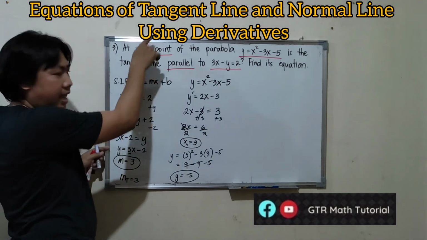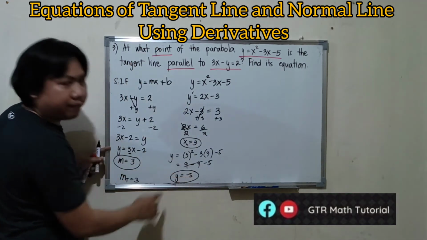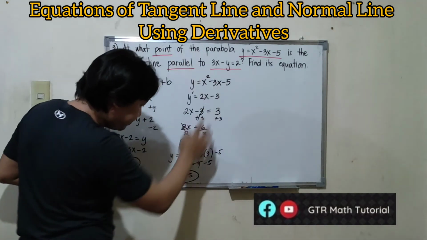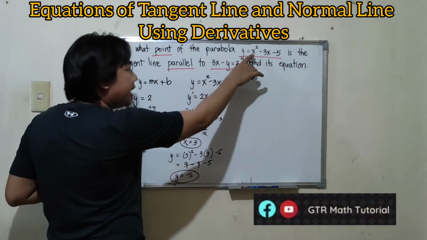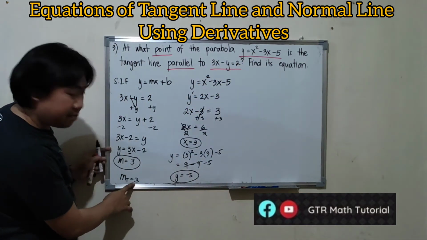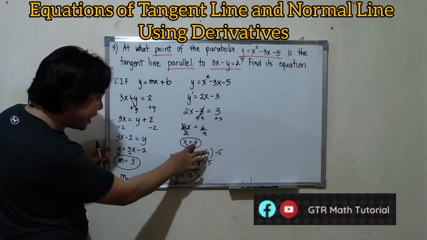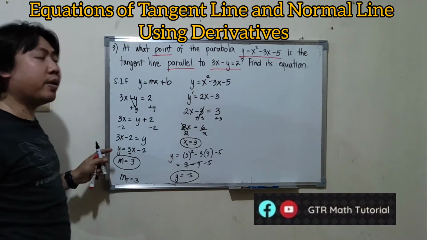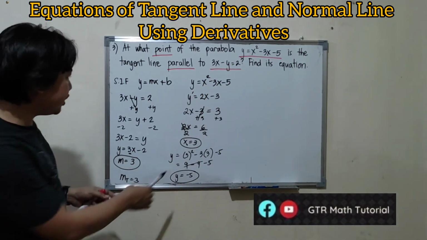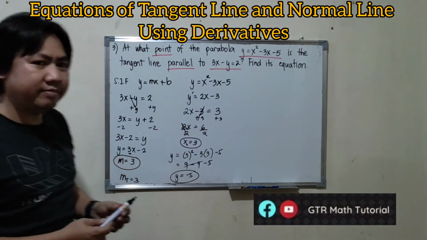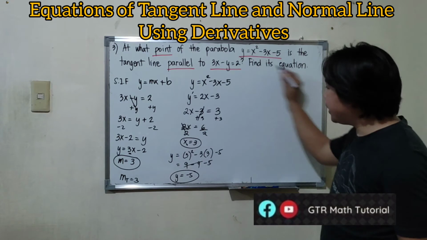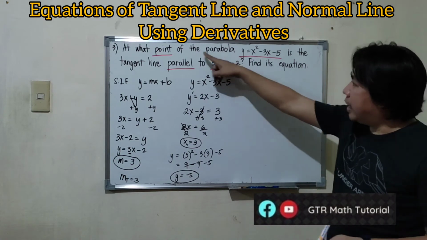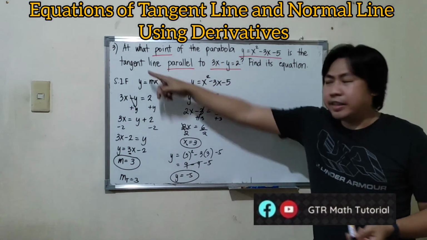So at point 3, negative 5, the slope of the tangent is positive 3. So, slope ng tangent at point 3, negative 5 is 3 because that is parallel to 3x minus y equals 2. Okay, so if we substitute 3 to the derivative, we will get the slope of the tangent line, which is 3. So, now find the equation of the tangent line.